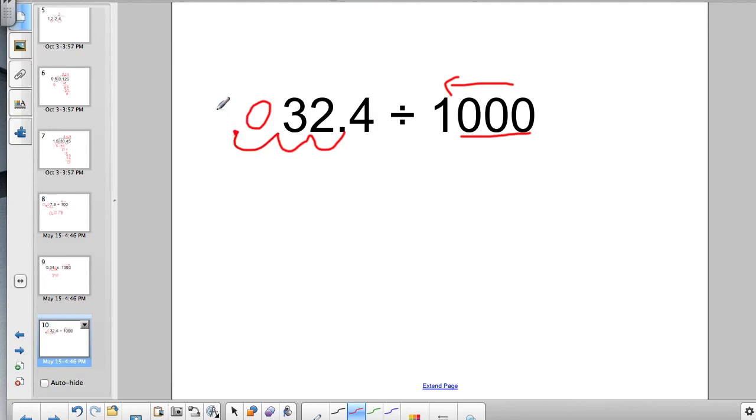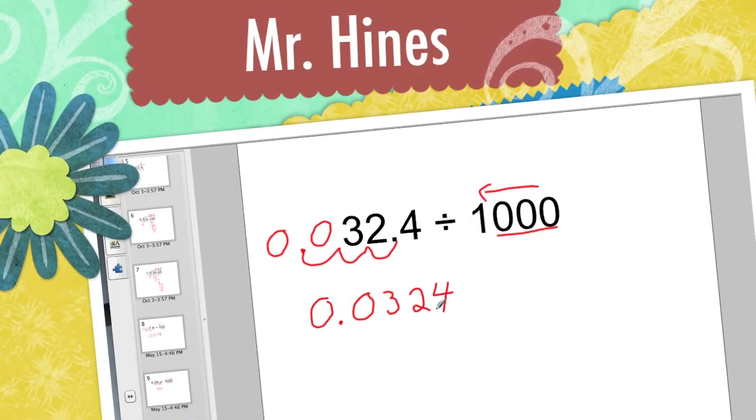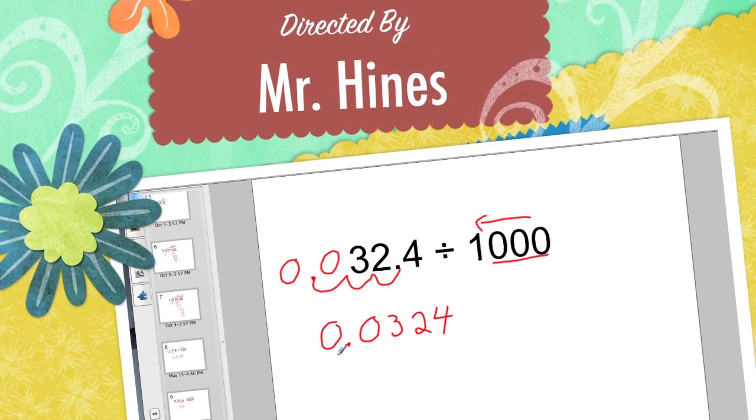So I end up with 324 10,000ths, right? Write in your 0 in the ones place. 0, decimal, 0, 324. Say the name of the number, then the name of the group. 324 is 324. The name of the group is the 10,000ths place. 324 10,000ths.